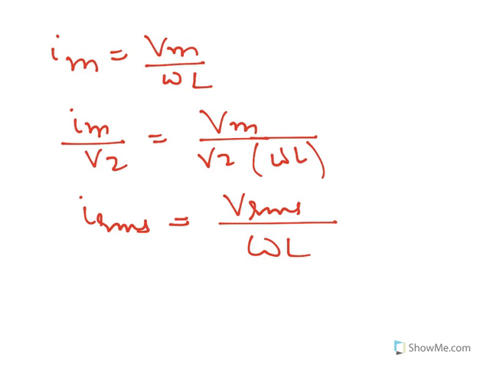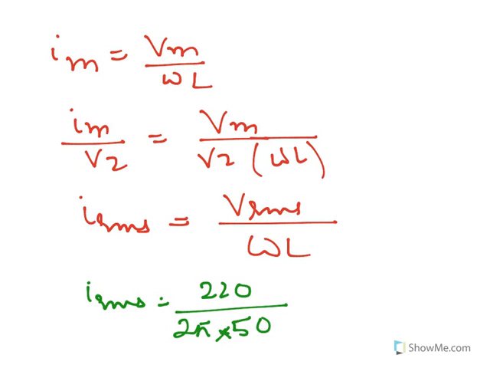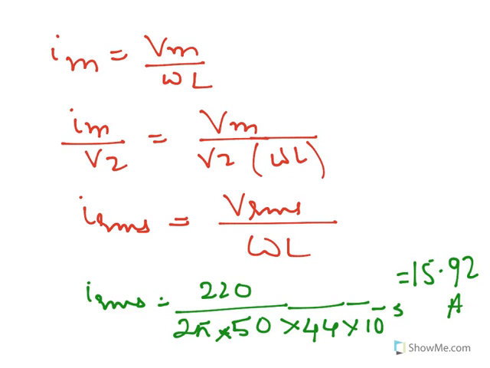So coming back to the question, VRMS is given as 220 volts. So IRMS would be equal to 220 divided by omega, which is given as 2 pi into 50, into L, which is given as 44 into 10 to the power minus 3. So this we get as 15.92 amperes.